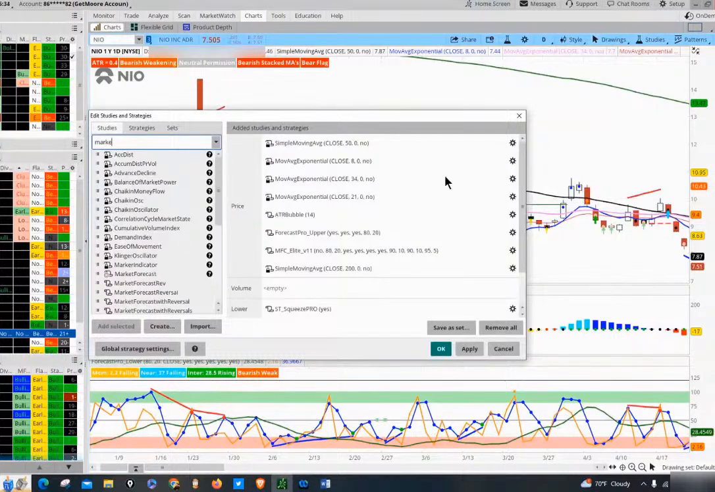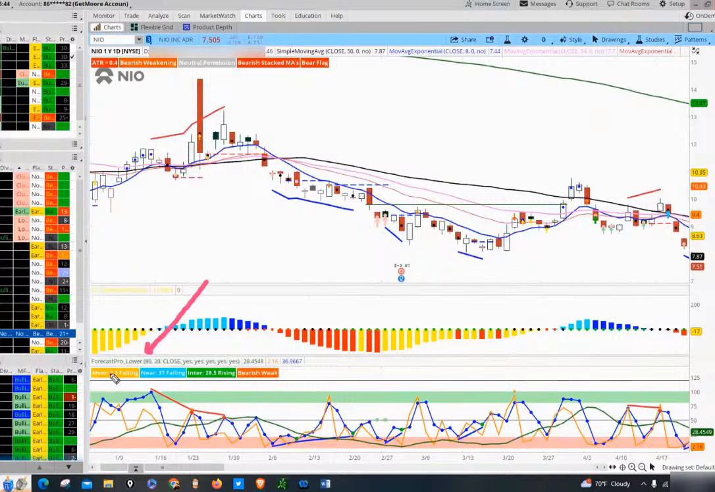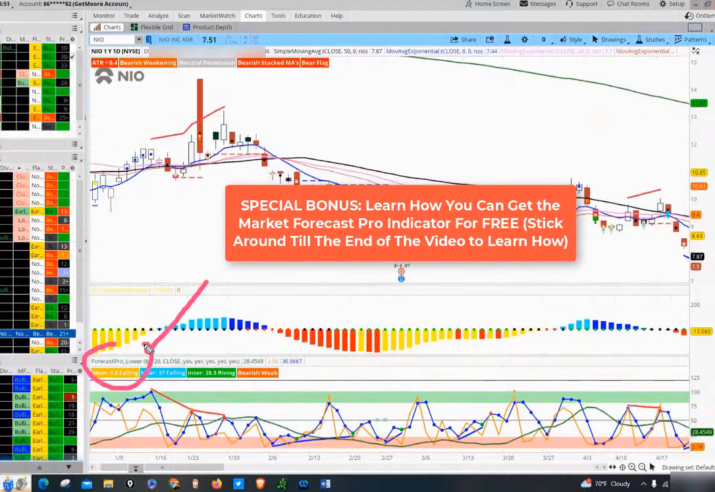It is right there. Now, I've been studying this indicator for 15 plus years, so I know all the trading signals and all the ins and outs. So what I did was I built an indicator that actually plots the signals that the market forecast gives. I call it the Forecast Pro.